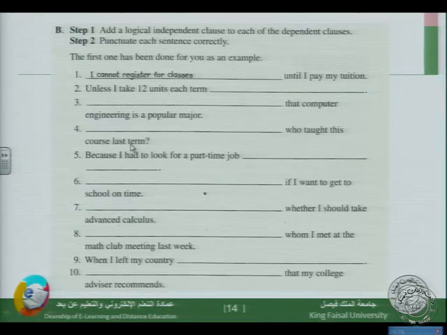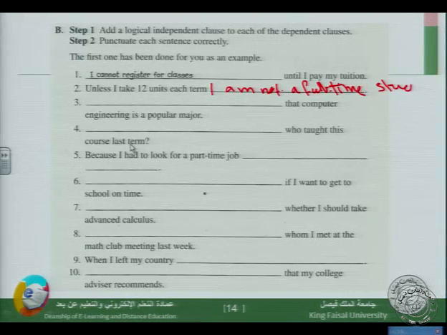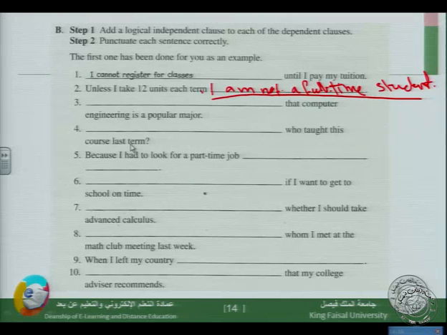Let us move on a little bit. Right here, add the logical independent clause to each of the dependent clauses. Punctuate each sentence correctly. Okay? By the way, the answer to this question will vary from one person to another. For example, let us read together the first one: Unless I take 12 units each term, let's say, I am not a full-time student. This is an independent clause. If we look at this sentence, I am not a full-time student, it is a complete sentence. It is thoughtful. It is clear.